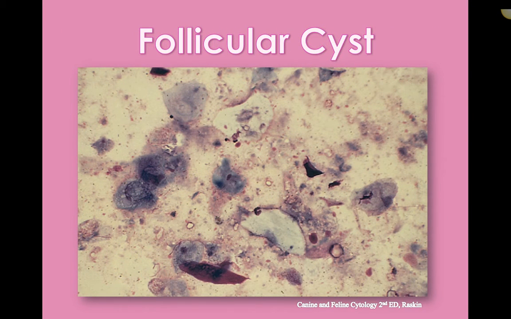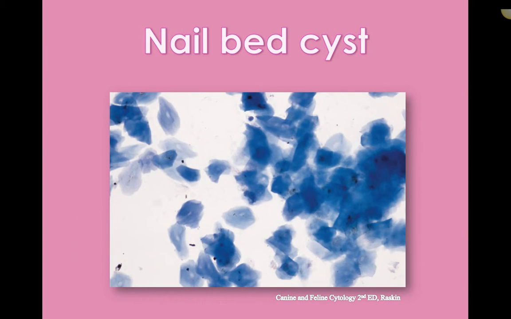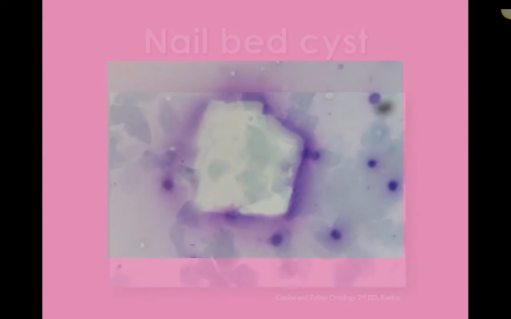So here's a non-inflammatory follicular cyst, and you tend to get that pinkish, sort of granular, proteinaceous background, lots of anuclear cells kicking around, and it just looks generally debris-filled. Here's a nail bed cyst, so that's more anuclear cells rather than the debris. And here are cholesterol crystals, really common to find with sebaceous cysts.